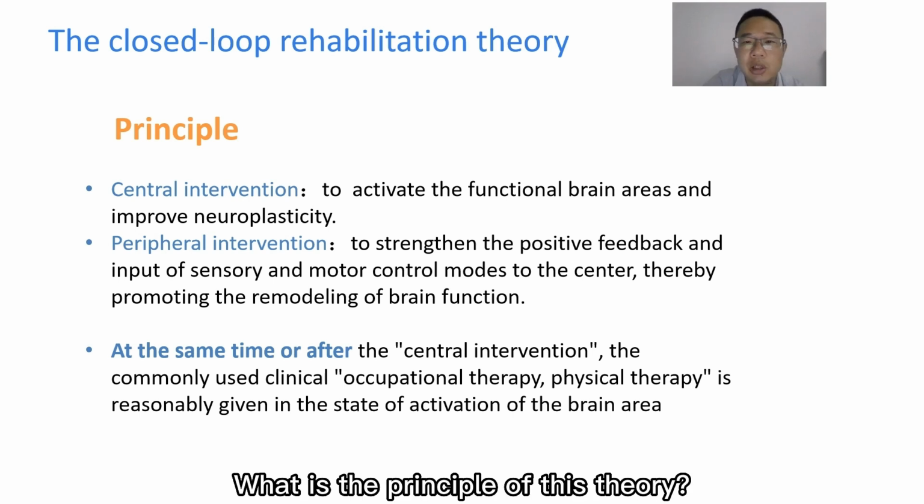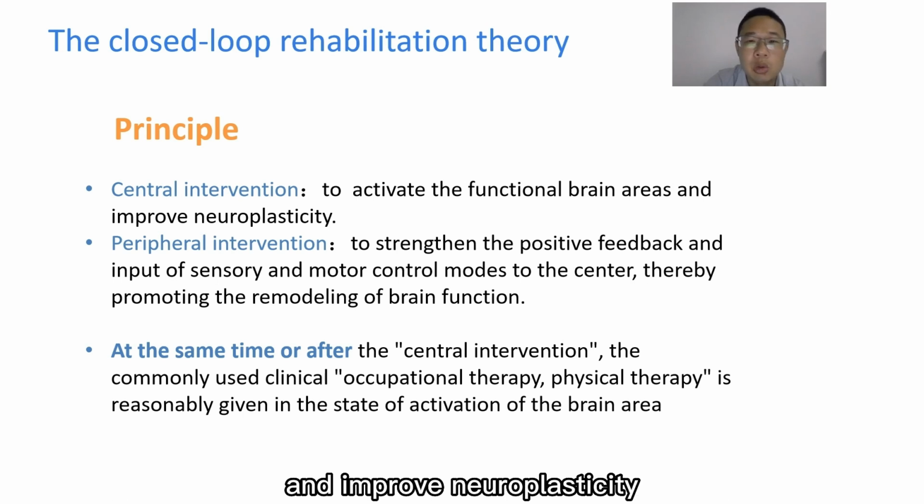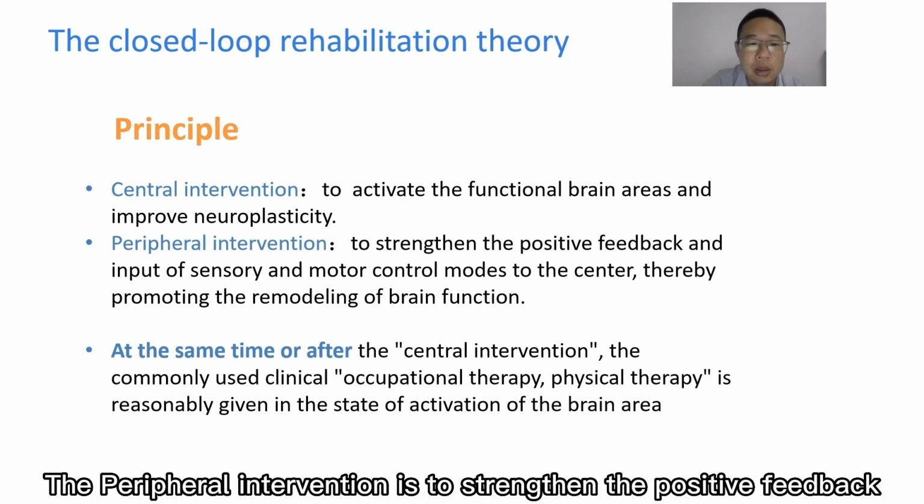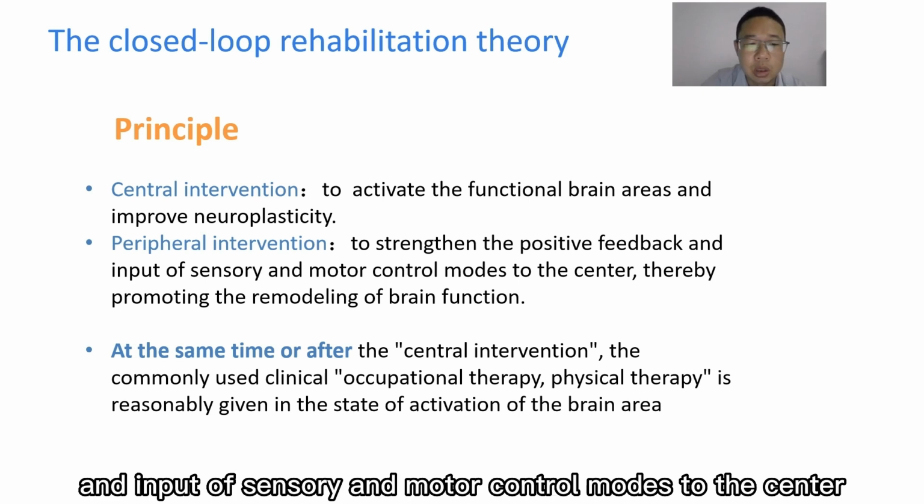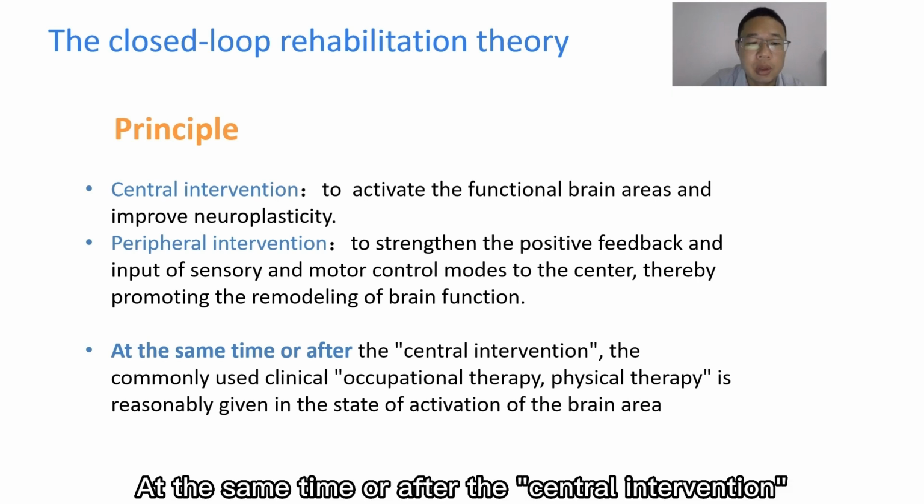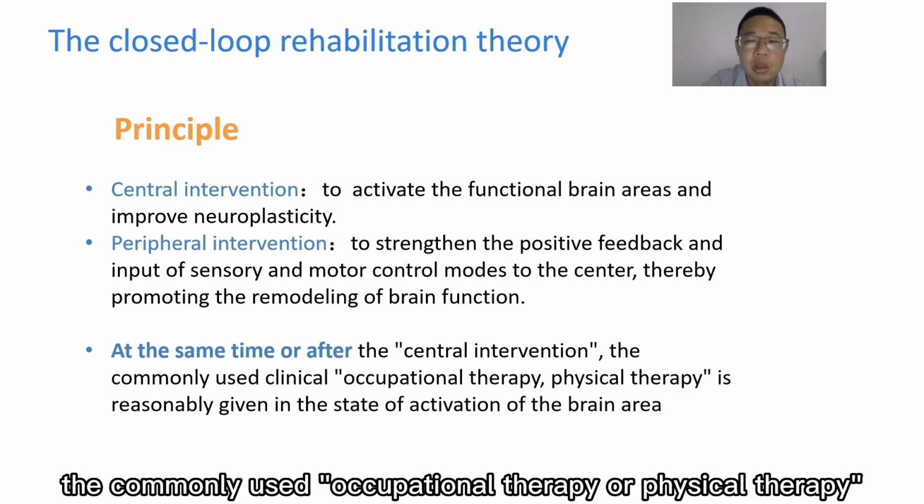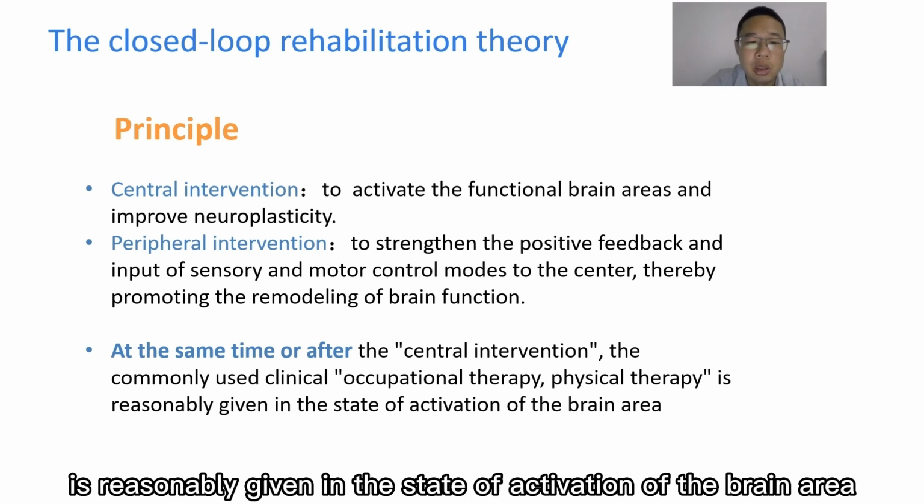What is the principle of this theory? The central intervention is to activate the functional brain areas and improve neuroplasticity. The peripheral intervention is to strengthen the positive feedback and input of sensory and motor control modes to the center, thereby promoting the remodeling of brain function. At the same time, or after the central intervention, the commonly used occupational therapy or physical therapy is reasonably given in its state of activation of the brain area.